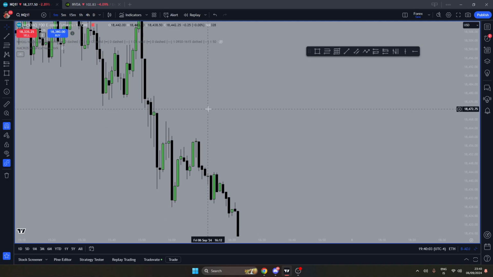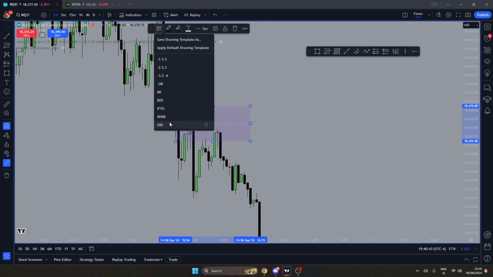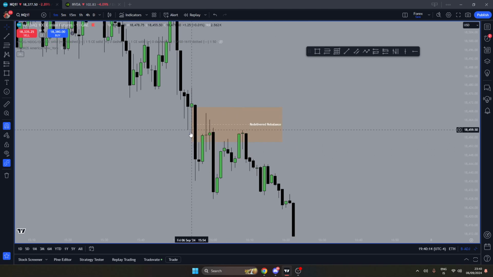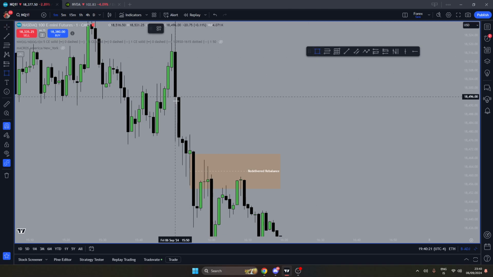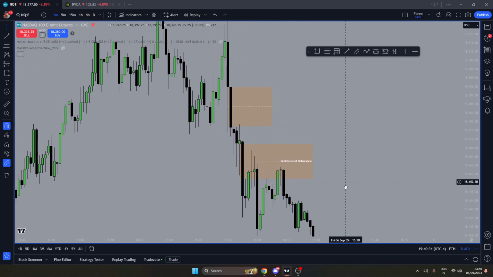Right. So this right here is an RDRB, all of this. Redelivered rebalance. You can see that this first candle is a wick and the second candle is just a body. And we have a fair value gap up here. This right here is also an RDRB, but we have a fair value gap up here that we never actually retraced into. So price comes into this, consolidates inside of it, as I just told you, and then drops back down.